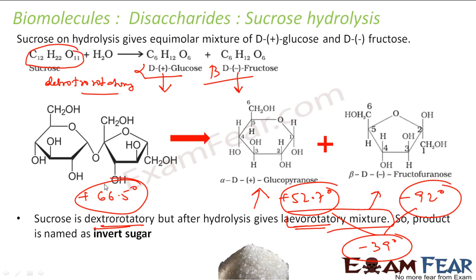So what is happening here is, overall, if you see, the reaction is from plus 66.5 to minus 39 degree. So the optical rotation changes. So it is also called invert sugar. Correct.